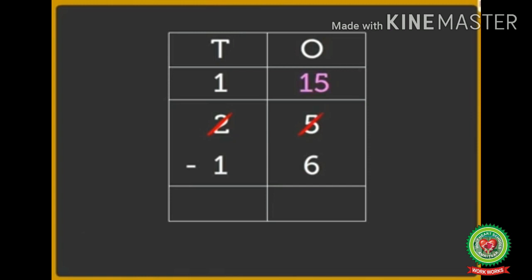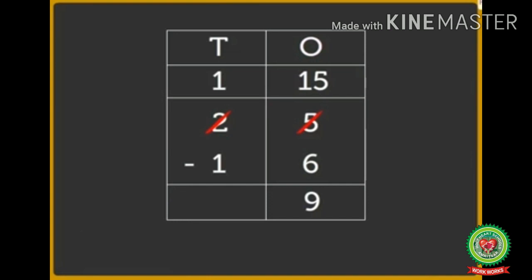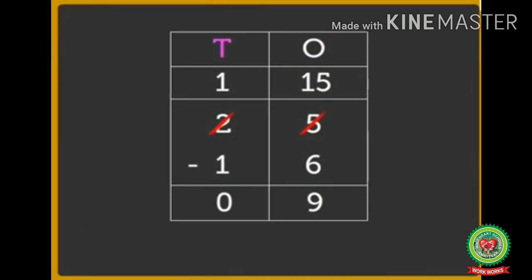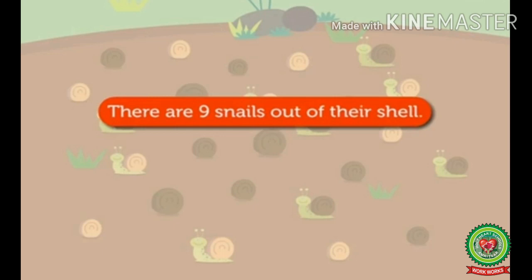Now, what next? Now, we have to subtract 6 from 15. You can also do it on fingers. 15 minus 6 will become 9. You can say that after 6, 7, 8, 9, 10, 11, 12, 13, 14, 15. And this is 9. Now, 1 minus 1 is 0 because you can do it on fingers. This is quick subtraction. So, the answer will be 9. Let us read. There are 9 snails out of their shells. So, the answer is 9.